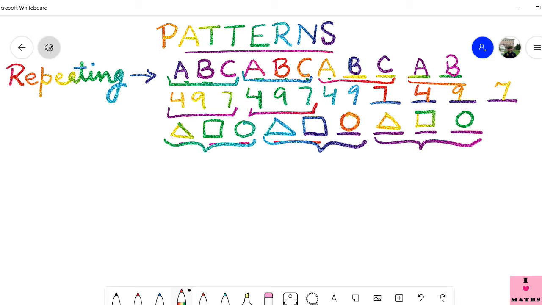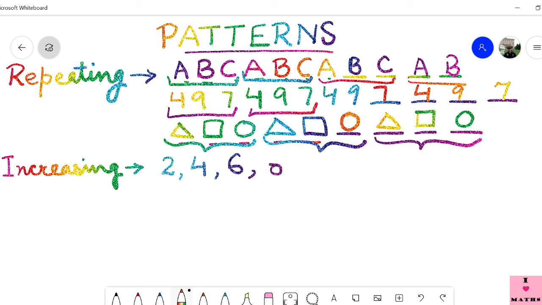Okay, now there is another type of pattern. They are called increasing patterns. Okay, let us see what increasing patterns are. Suppose you see a pattern like this. Now you have to fill up the blanks. Now children, you will see carefully.